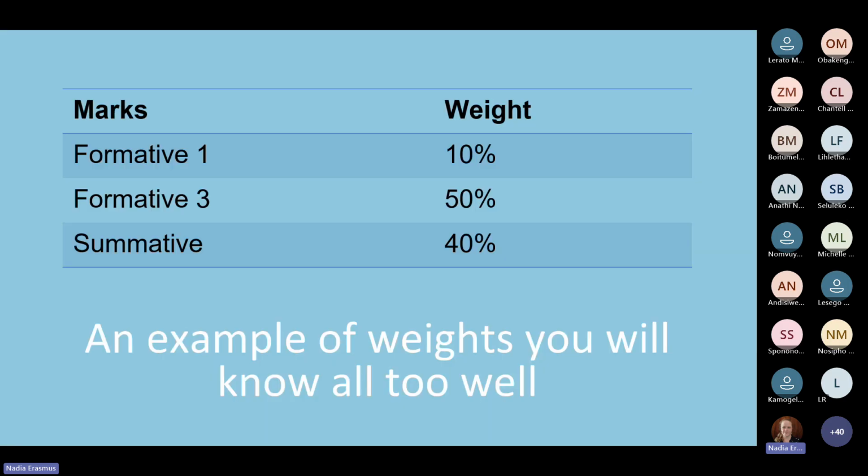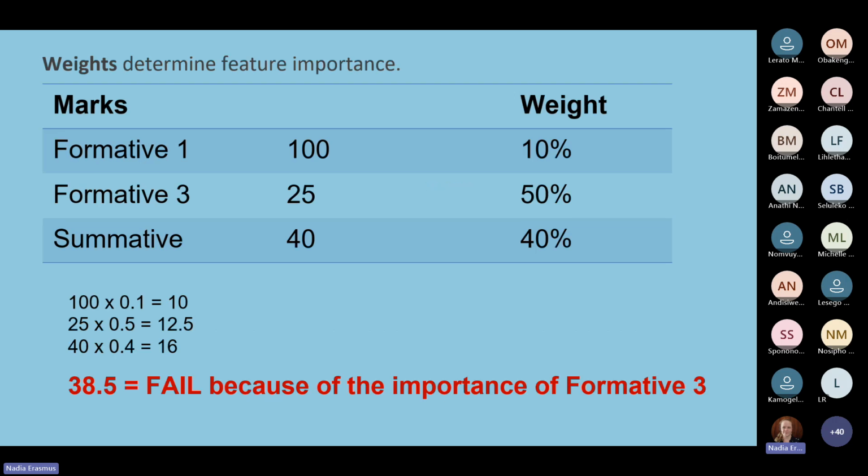The weights are going to be: your formative 1 is 10%, your formative 2, it should be 2, not 3, is going to be 50%, and your summative is 40%. Okay, so let's see here. We have formative 1 is 100, and it's 10%. Formative 3 is 25, which is 50%, and summative is 40, which has the weight of 40%. So let's see. We have 100 for formative 1, which is 10. If we add all of these together, 5 plus 4 plus 1 is 10, which is 100%.